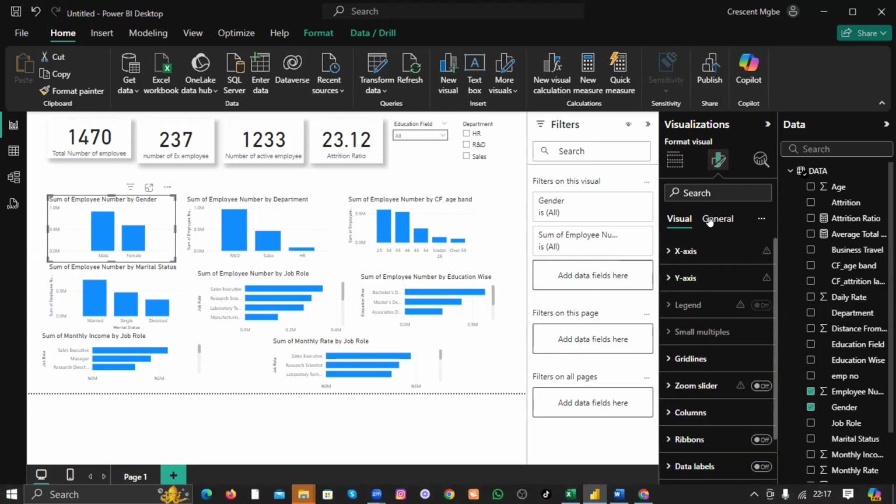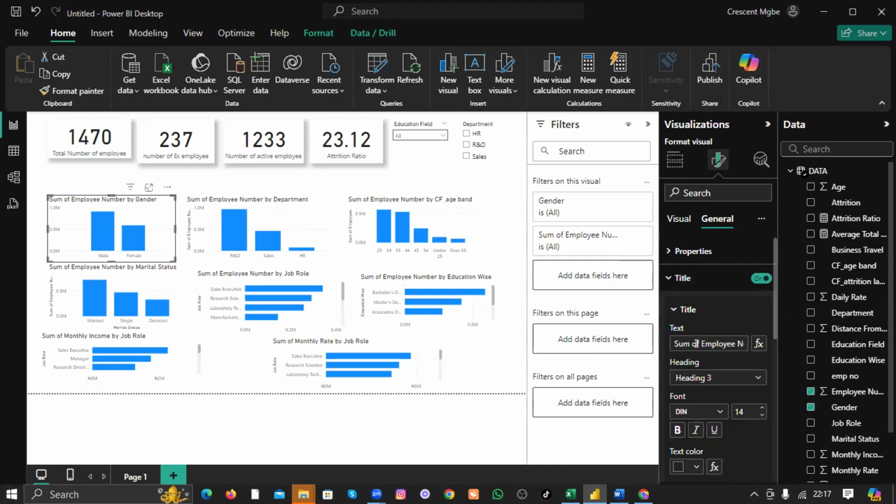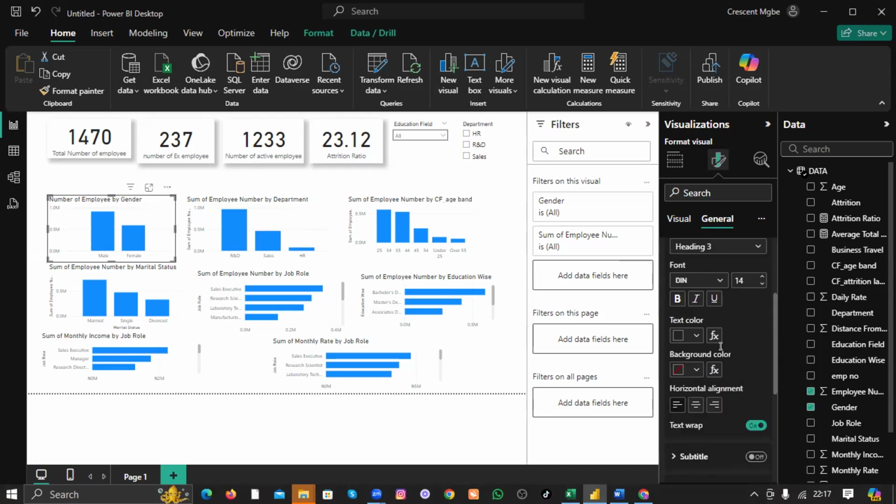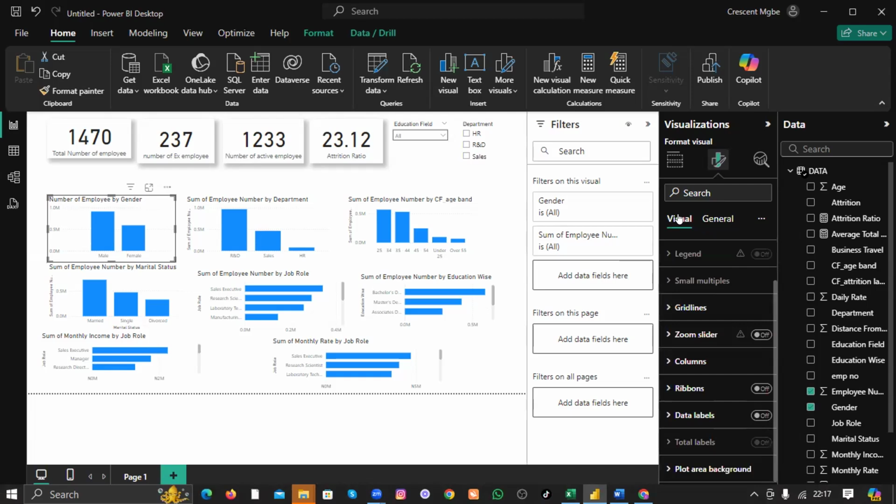Another thing I want to do is the title. You go here, go to title. The title should not be "sum of". You want to have the number of employee by gender. So it should be number of employee by gender. Good, that is what it should be. Then you want to center it, so you bring it to the center. So: number of employee by gender.